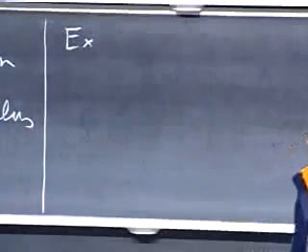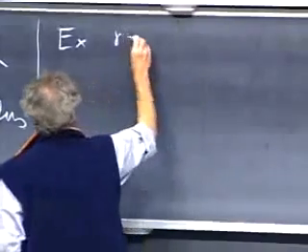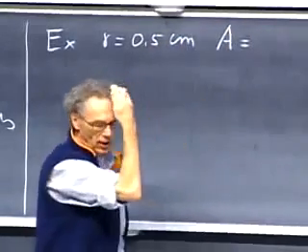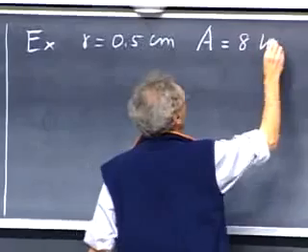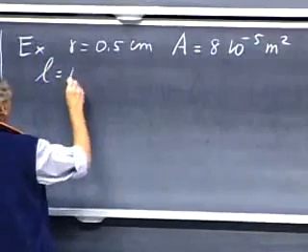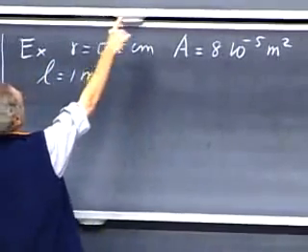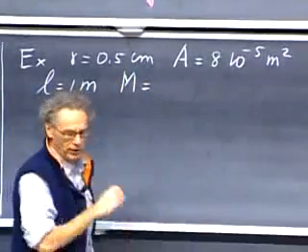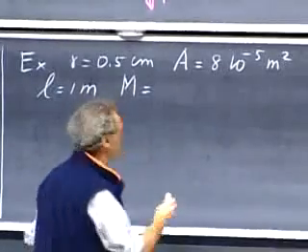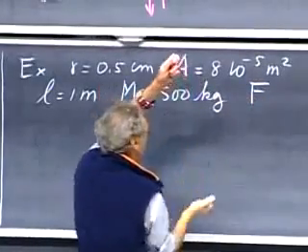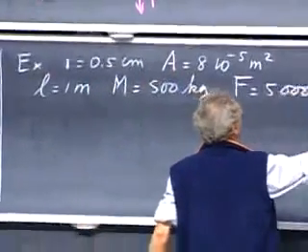I can take a rod with a radius r, which is 0.5 centimeters. That would give me a cross-sectional area of 8 times 10 to the minus 5 square meters. So it's a thick rod. I make it very simple. I make the length 1 meter. And I hang on the rod at the bottom a mass M, which let's say is 500 kilograms. Yes, I want 500 kilograms. In other words, the force which I pull on the rod is about 5,000 newtons.